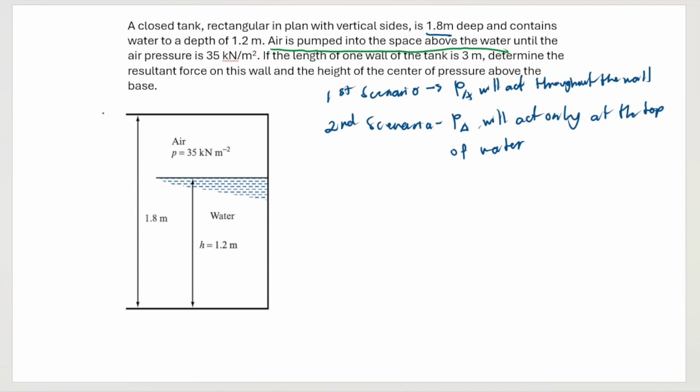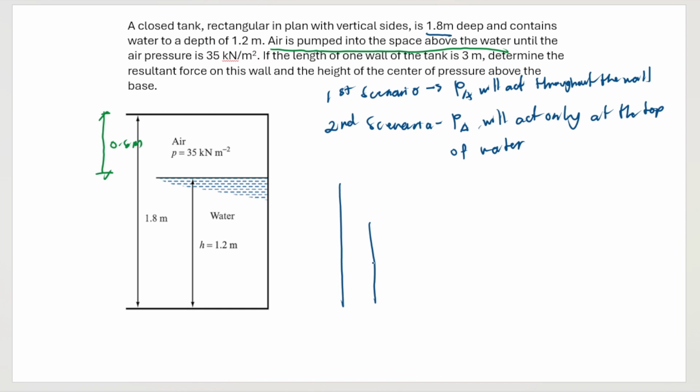And this height is equal to the 1.8 meter tank minus the 1.2 meter deep water, which is 0.6 meter. So, representing the pressure diagram, let's say this is the 1.8 meter height, and then this is the 1.2 meters deep of water.